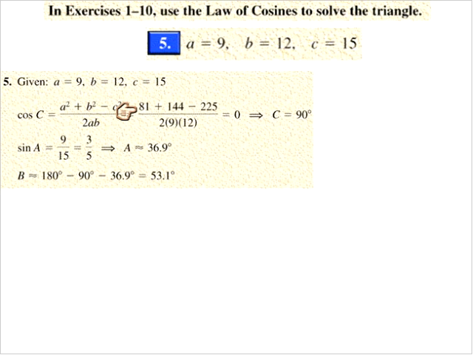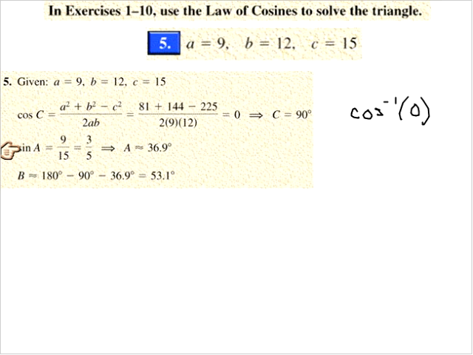Here we actually get 81 plus 144 is 225. 225 minus 225 is 0. So to find the actual degree measure, remember we use cosine inverse of 0. And make sure you are in degree mode. That equals 90 degrees.